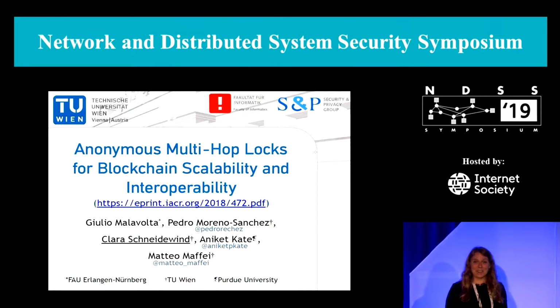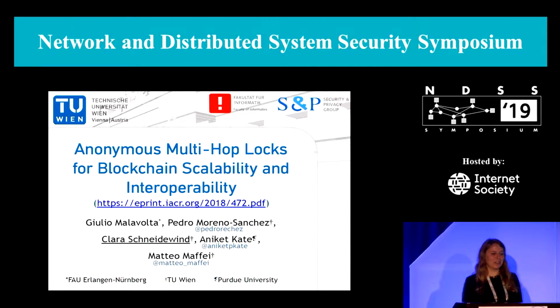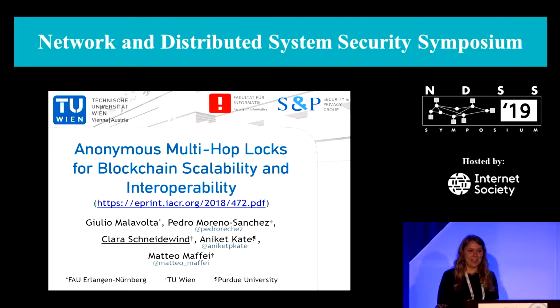So I want to present today our work on anonymous MultiHop Locks for blockchain scalability and interoperability. This is joint work with my colleagues Julia Malavolta, Pedro Moreno Sanchez, Aniket Kate, and Matteo Maffei.